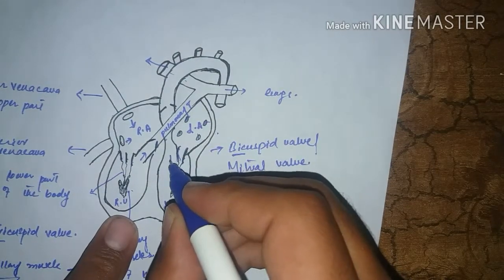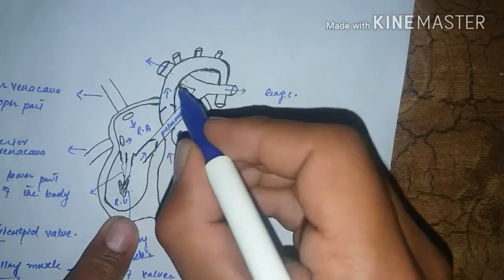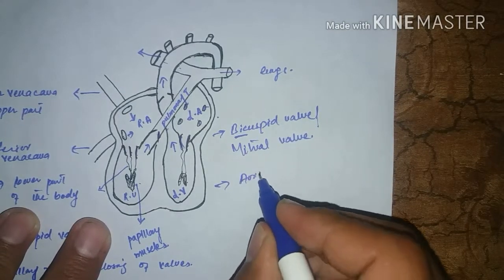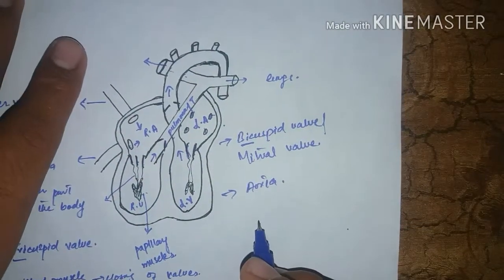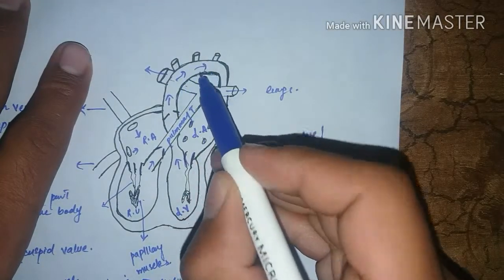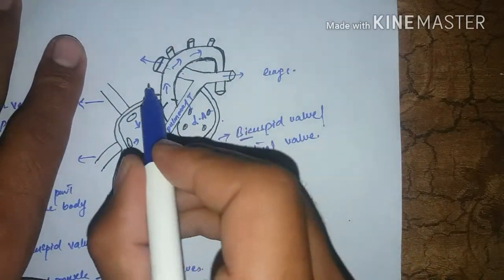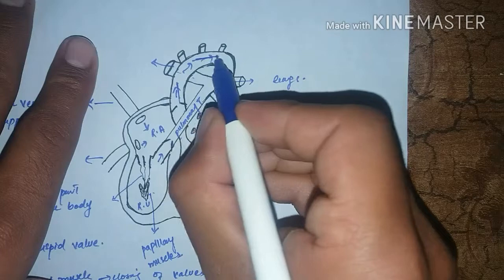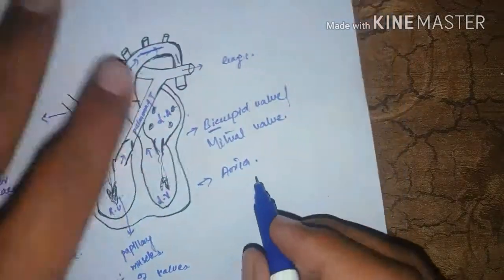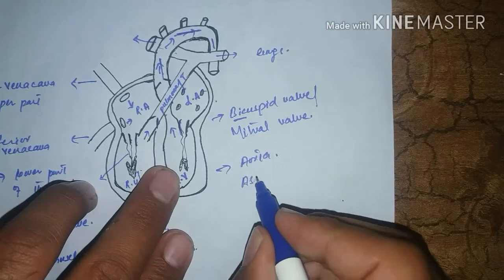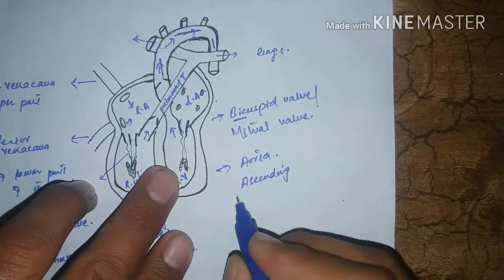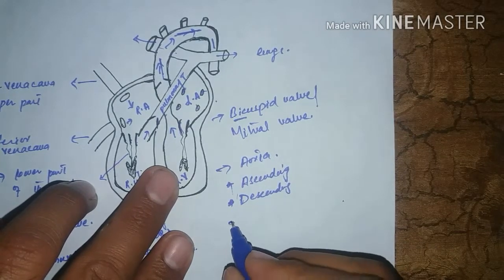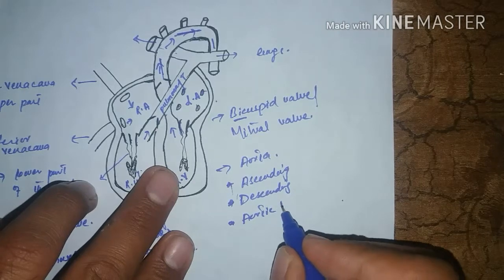So from left ventricle, blood goes to the aorta for the whole body. This is known as ascending aorta. This is known as aortic arch, and this is descending aorta. Ascending aorta, descending aorta, and aortic arch.